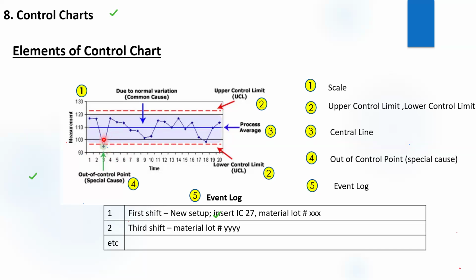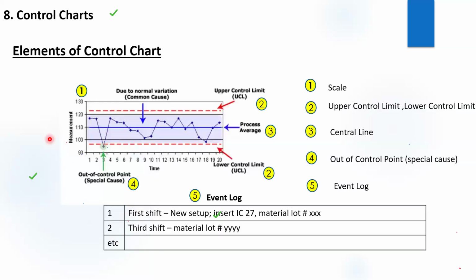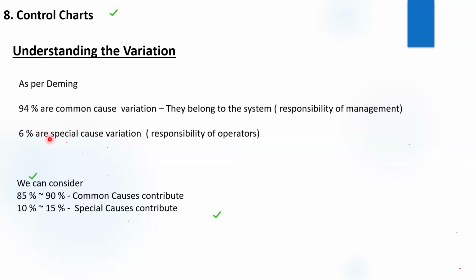Yes, sir. Okay, so these are called the elements of the control chart. And as I told you, Deming says 94% of causes are common cause and 6% are special cause. So management is responsible for this, and the operator's responsibility is only 6%, or 10 or 15% maximum. Clear? So the control chart elements are clear. Why is the control chart used? The only use of a control chart is to detect the presence of special cause. And I came to know that if special cause is present, my process is out of control. Clear?